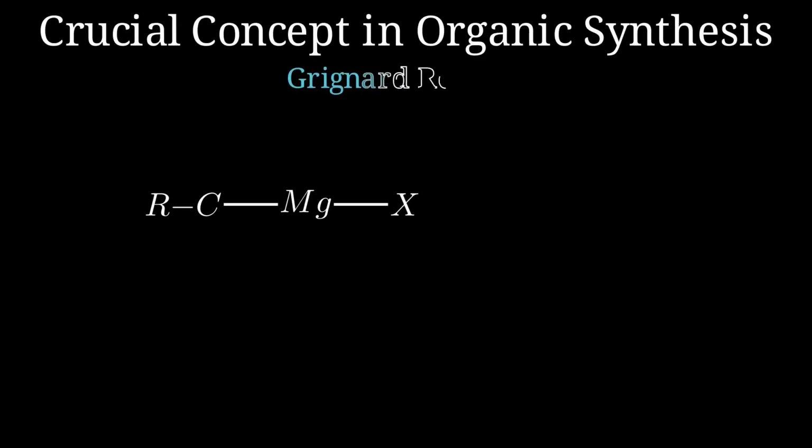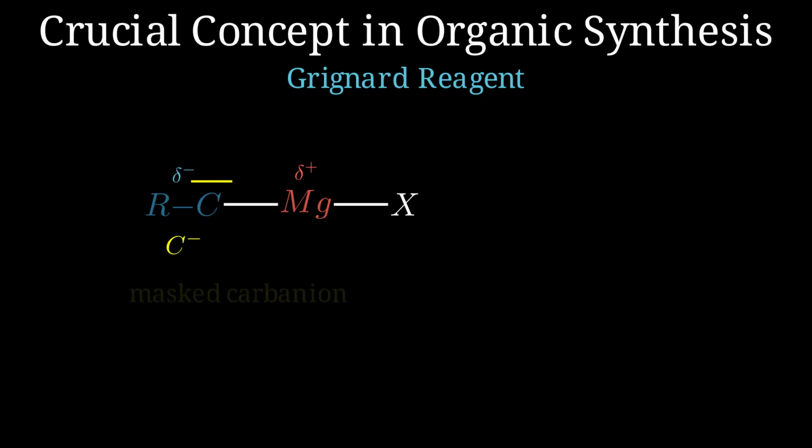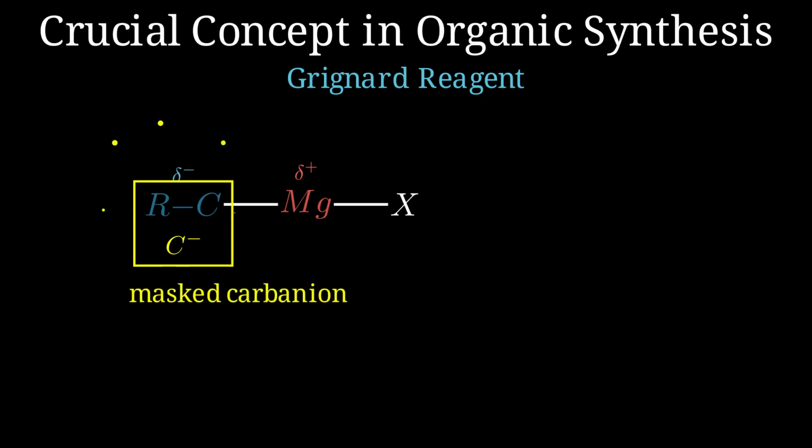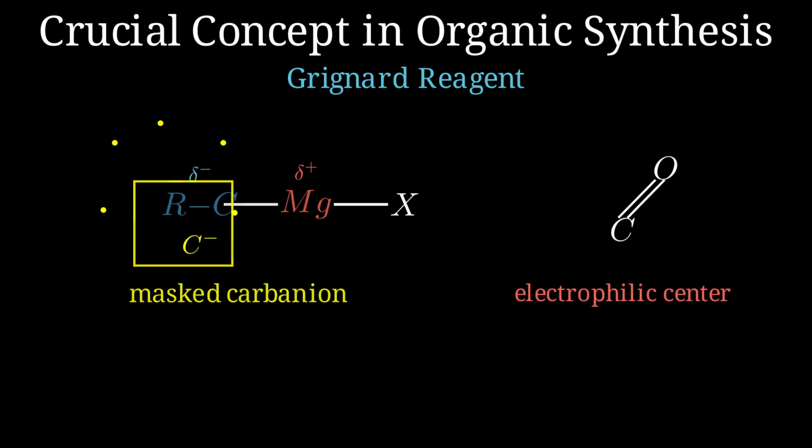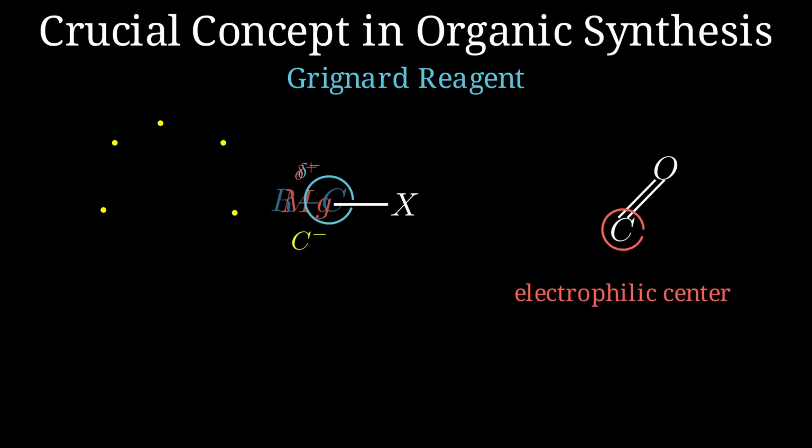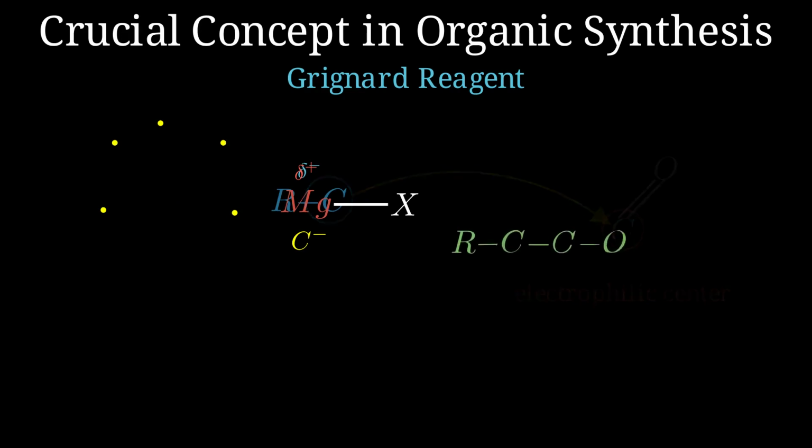This leads us to a crucial concept in organic synthesis, the Grignard reagent. When we bond a carbon to a magnesium atom, the carbon is so much more electronegative that it effectively acts like a carbanion. This masked carbanion is one of the most powerful tools in a chemist's kit, allowing us to build complex carbon-carbon chains by attacking electrophilic centers.